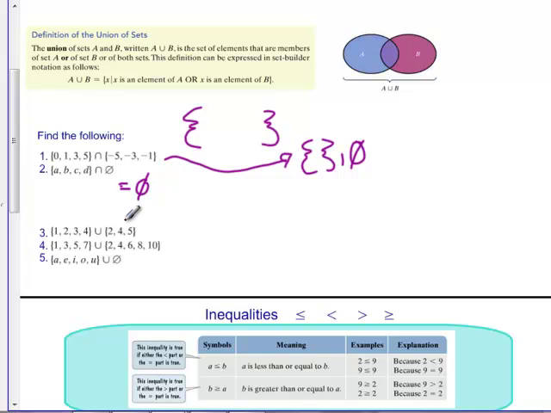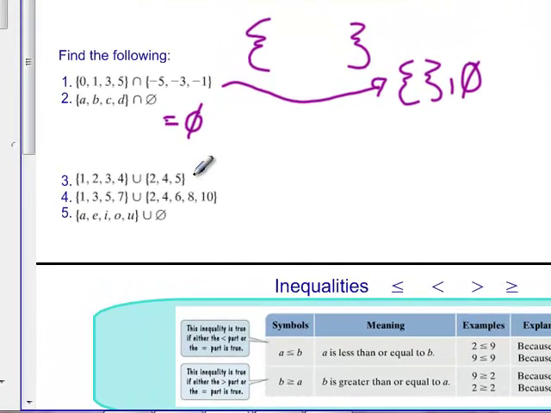Let's do number 3. So the union of 1, 2, 3, 4, and the set 2, 4, 5. Yeah, and you guys already did what I was thinking I might trick you, or you skipped what I thought I might trick you on. You do not repeat the elements. So once it's in there one time, it counts. We know it's in there.